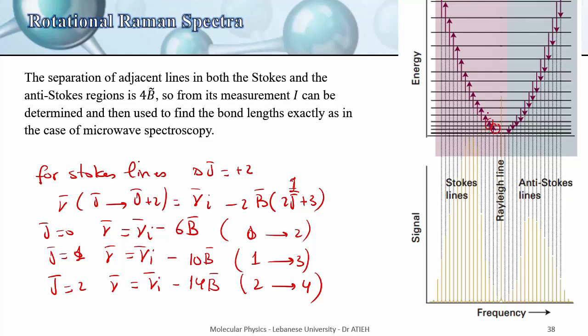If you look at the arrows here, we have a transition from a lower level to a higher level. The first one is from 0 to 2, the second one is from 1 to 3, the third one is from 2 to 4. Now, what's interesting is that the distance between any two consecutive Stokes lines is 4B bar. You can prove it. Just try to subtract the frequency of two successive lines, J and J plus 1. It's easy and very clear here. You can see that the difference between these two is 4B bar.